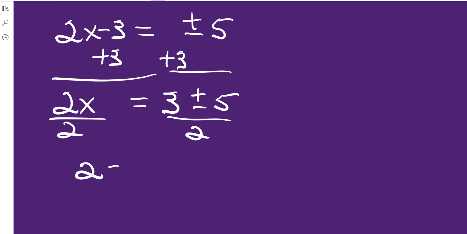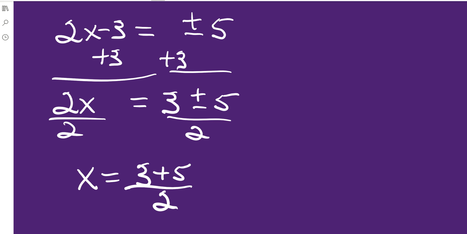So x equals 3 plus 5 divided by 2, or 3 minus 5 divided by 2. And I'll take the separation now and solve for x, so accomplishing the fact that I'm going to be using the plus or the minus, and I'll figure those out separately.